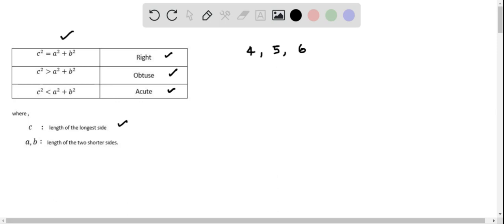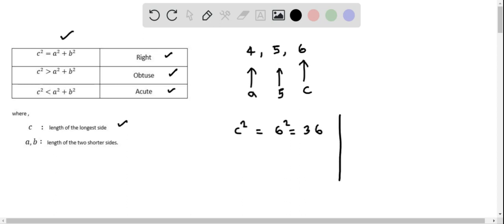So first, I'm going to determine the longest side. This one is the longest side, 6. So I consider this as C, which is 6, and the two shorter sides are 4 and 5. So first, let me calculate C squared. C squared equals 6 squared, which is 36.